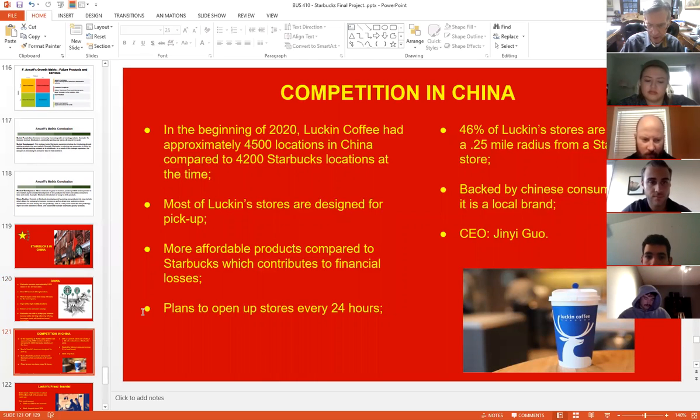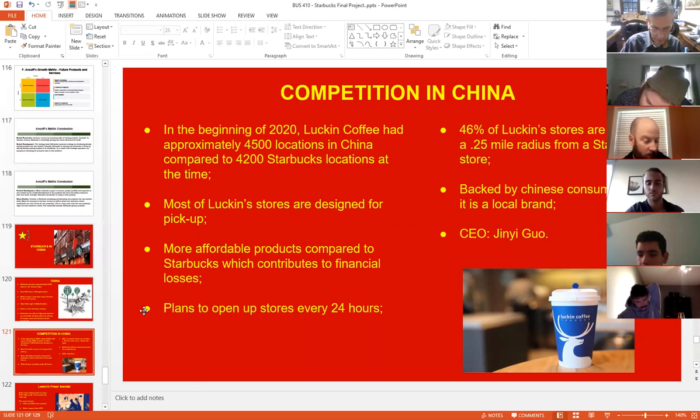Competition in China. At the beginning of 2020, Luckin Coffee had approximately 4,500 locations in China compared to 4,200 Starbucks locations at the time. Most of Luckin's stores were designed for pickup, and they had an expansion plan to open stores every 24 hours. However, there was an accounting scandal related to Luckin Coffee, and now the company is pretty much going bankrupt. Sales have declined steadily month after month, so they do not represent a big competition to Starbucks anymore.